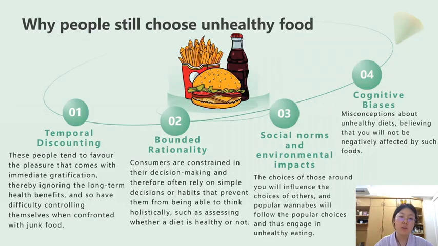Okay, let's move to part 5. It's about why people still choose unhealthy food. The first reason is temporal discounting. These people tend to favor the pleasure that comes with immediate gratification, thereby ignoring long-term health benefits, and so have difficulty controlling themselves when confronted with unhealthy food.